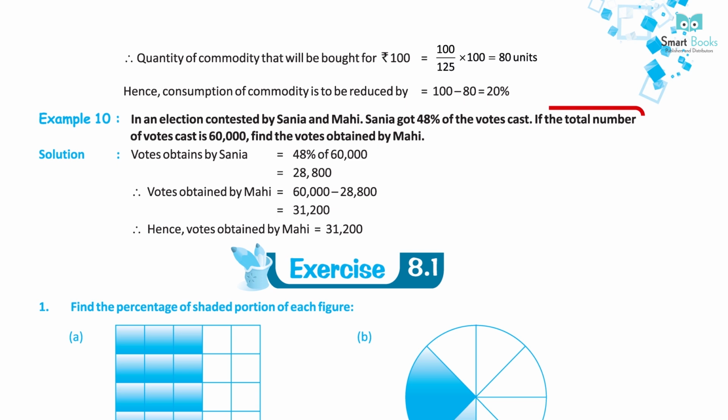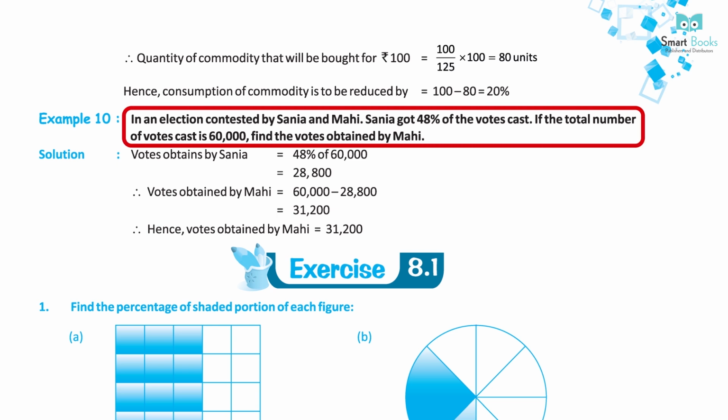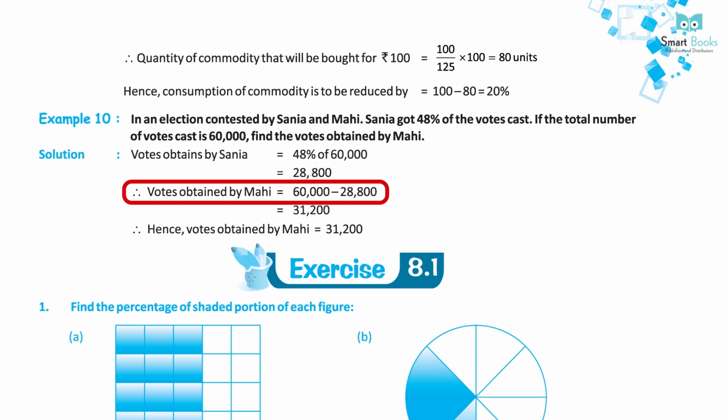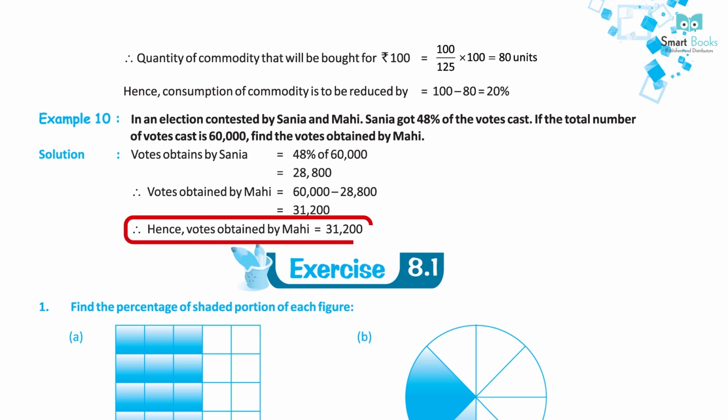Example 10. In an election contested by Sania and Mahi, Sania got 48% of the votes cast. If the total number of votes cast is 60,000, find the votes obtained by Mahi. Solution. Votes obtained by Sania is equal to 48% of 60,000 is equal to 28,800. Votes obtained by Mahi is equal to 60,000 minus 28,800 is equal to 31,200. Hence, votes obtained by Mahi is equal to 31,200.